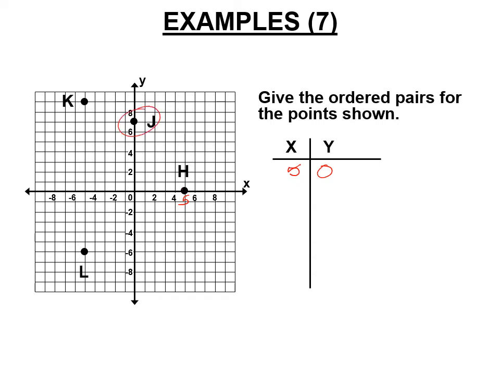J now, what's the combination for J? You have to put the 0 first, then the 7, right? Because X is 0, Y is 7. K, you have to go down and get the X first, -5, and Y is 9. And L, you have to go up and get the X first, -5, and Y is -6.